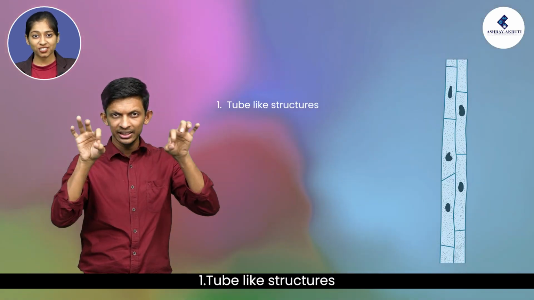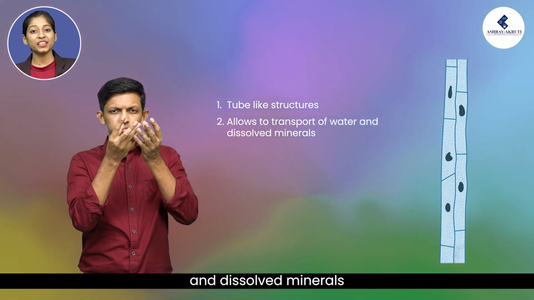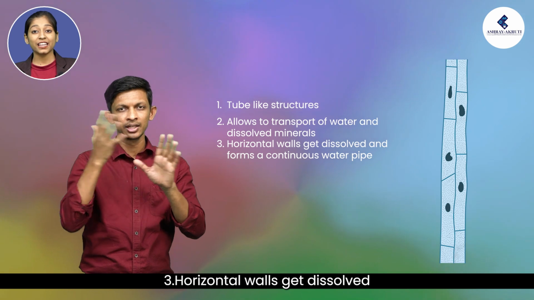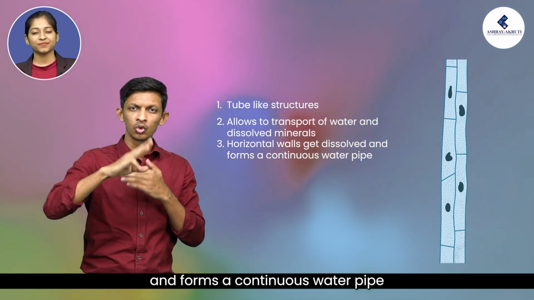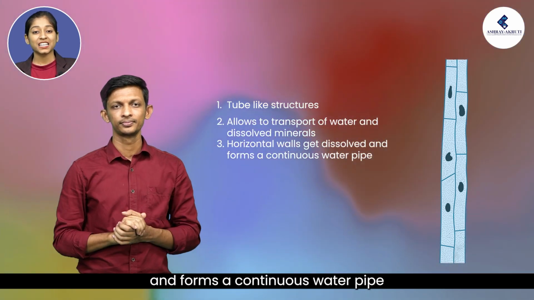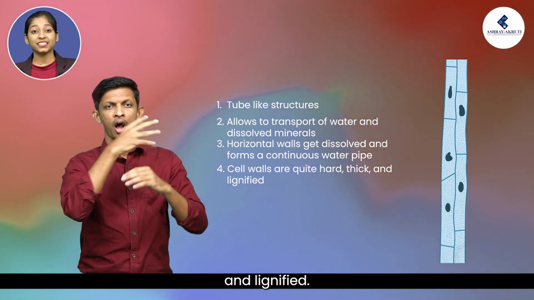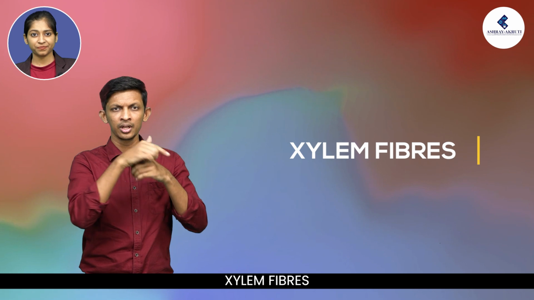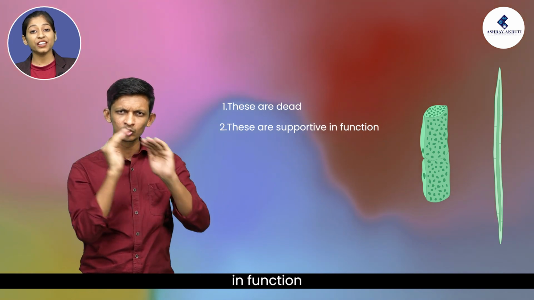Xylem vessels, tube-like structures, allow transport of water and dissolved minerals. Horizontal walls get dissolved and form a continuous water pipe. Cell walls are quite hard, thick and lignified. Xylem fibers. These are dead. These are supportive in function.